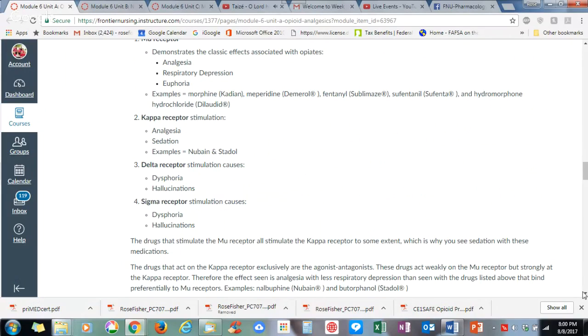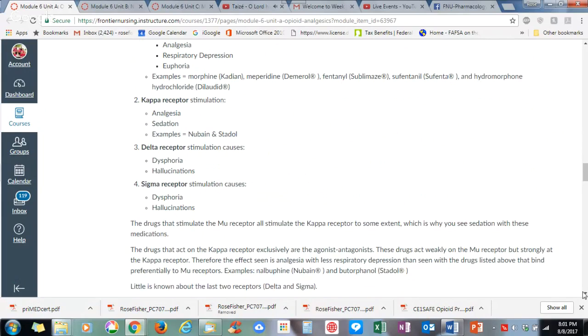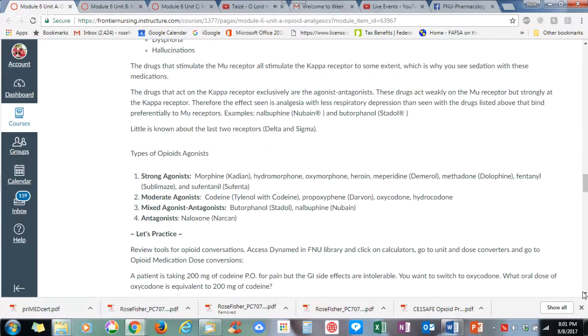Number 2, there's kappa receptor stimulation, which provides analgesia and sedation. Examples of these are Nubain and Stadol. There's delta receptor stimulation, which causes dysphoria and hallucinations, and sigma receptor stimulation, which also causes dysphoria and hallucinations. The drugs that stimulate the mu receptor all stimulate the kappa receptor to some extent, which is why you see sedation with these medications. The drugs that act on the kappa receptor exclusively are the agonist-antagonists.